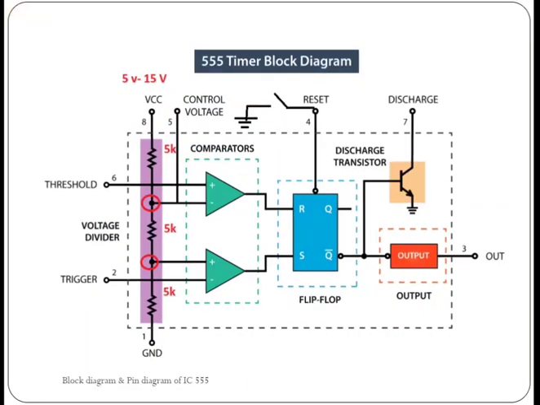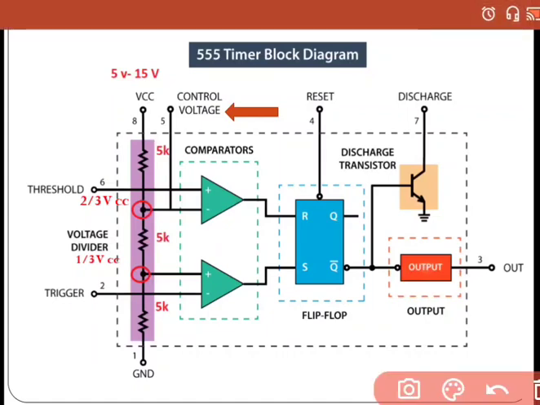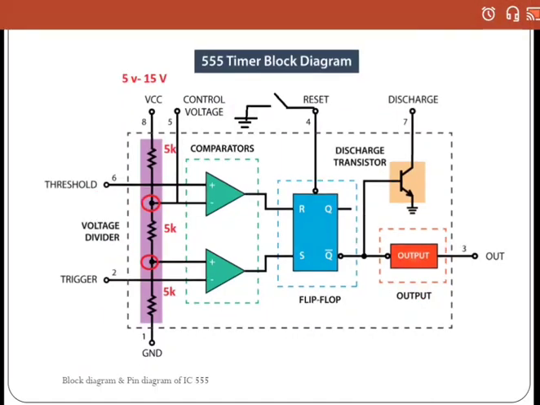After that, we get the reset pin. Again, as we have discussed earlier, in order to reset, the reset pin should be grounded, or the voltage at the reset pin should be below 0.8 volt. So if we want to reset that 555 timer, we have to close this switch in order to reset that 555 timer.